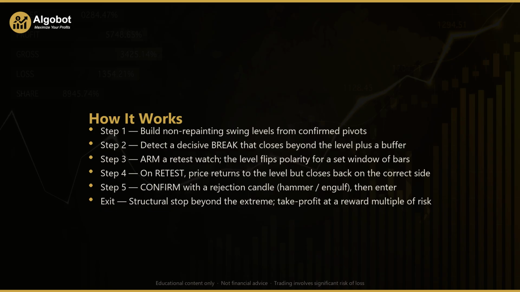For a long, the stop loss sits just below the lower of the level or the retest bar's low, minus a small buffer. The take profit is then placed at the entry plus the reward ratio multiplied by that risk distance. Shorts mirror this exactly, and the EA holds just one position per magic number at a time, so it never stacks trades on top of each other.